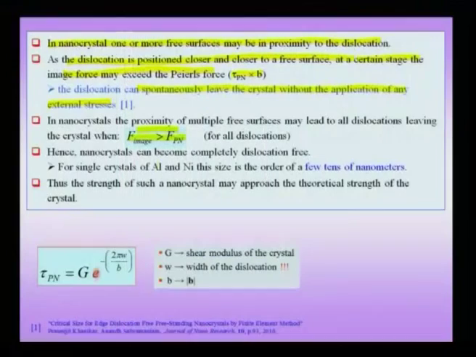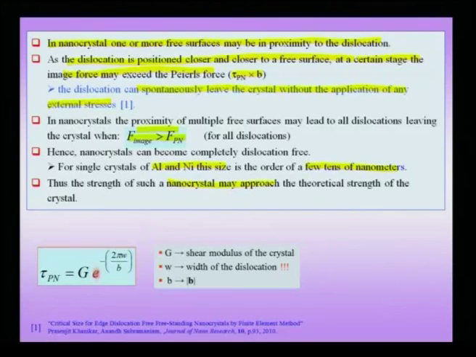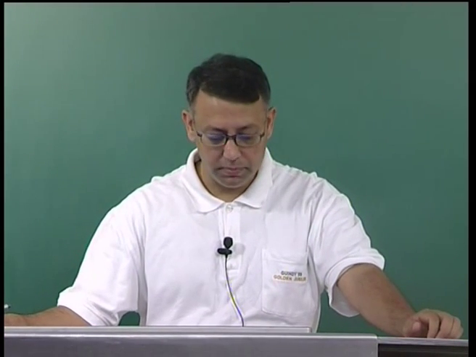And for aluminum single crystals and nickel crystals, this size has been found to be of the order of about tens of nanometers, wherein the crystal is found to become spontaneously dislocation free. So we will have a few more things to say about this in the coming slides. But the beautiful thing is that if it becomes spontaneously dislocation free, the nanocrystal may approach the theoretical strength of the crystal. That means you can produce extremely strong nanocrystals merely because the dislocations are leaving the crystal. Of course, I am assuming these are glissile dislocations which have the ability to move, then I can have a dislocation free crystal which is extremely strong.